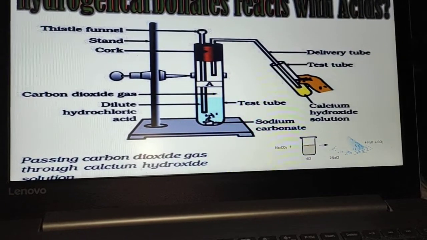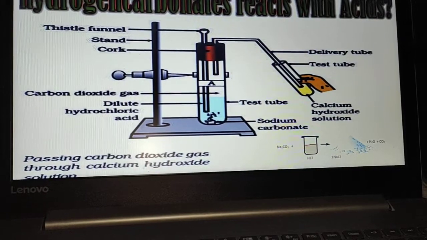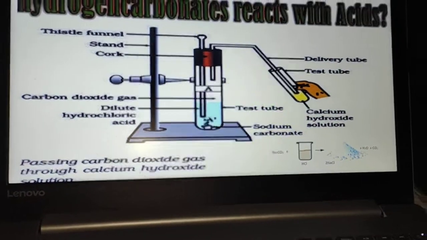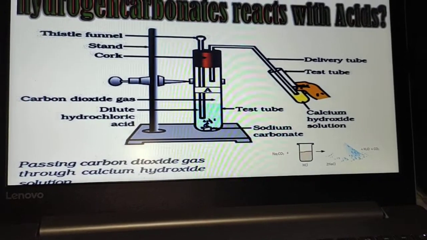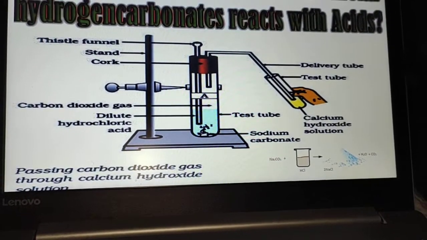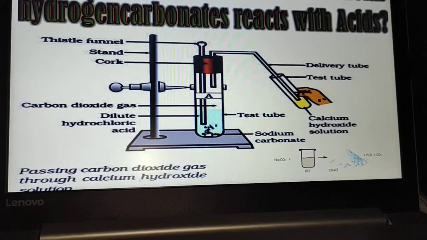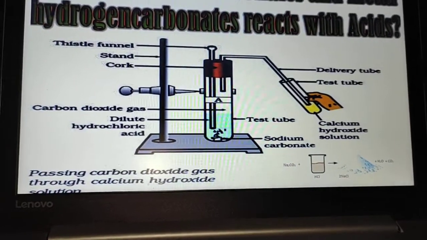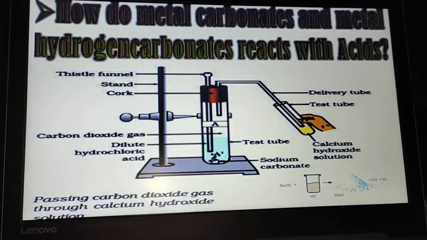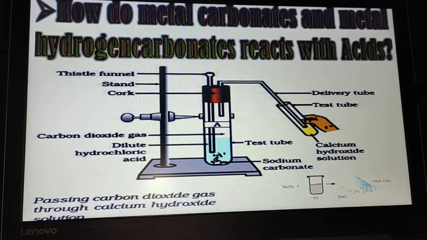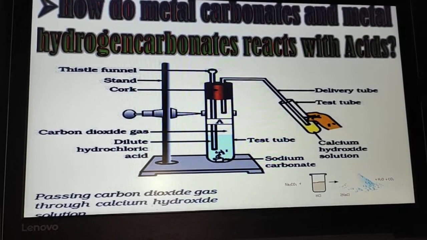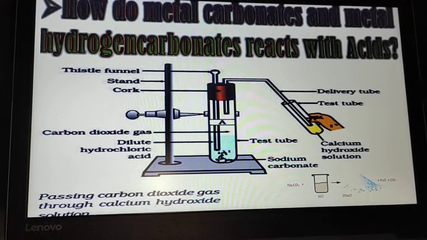ठीक है. तो CO2 जो हमारा इवॉल्व होगा, it is just an acid-base reaction because here the metal carbonates and metal hydrogen carbonates are acting as a base. So here Na2CO3 plus HCl gives you NaCl plus H2O plus CO2. Here at the last of this page the reaction is written in the form of a diagram. Na2CO3 plus 2HCl gives you 2NaCl, that means salt formation, plus H2O plus CO2.